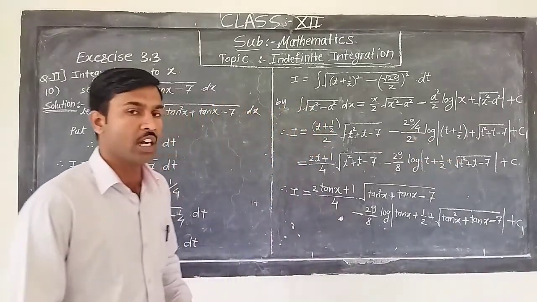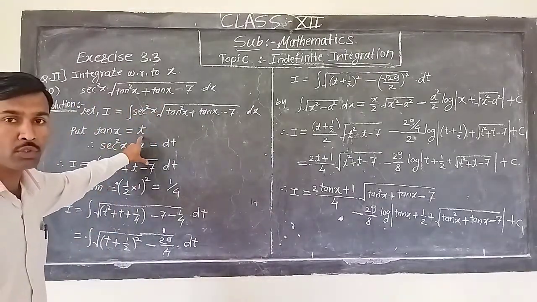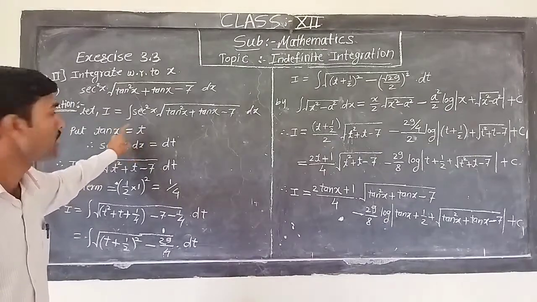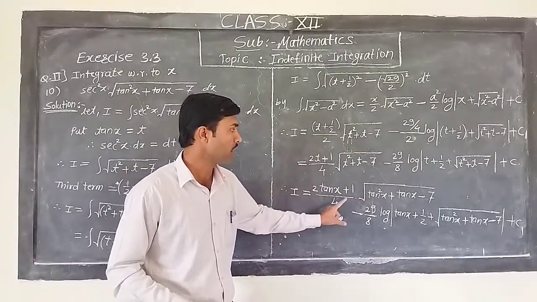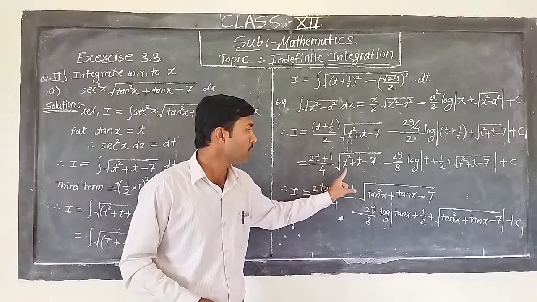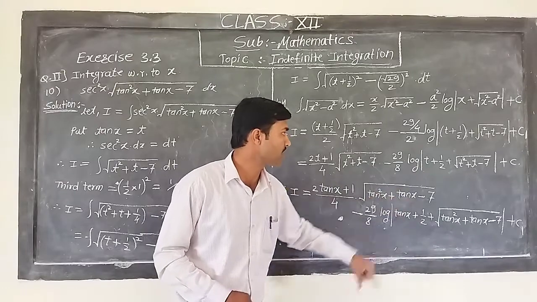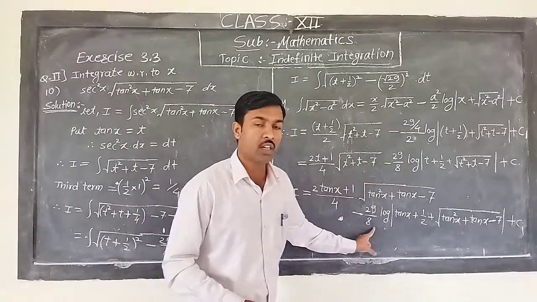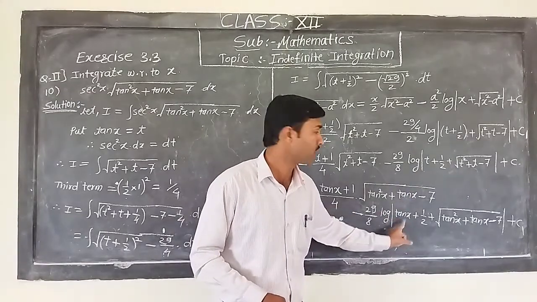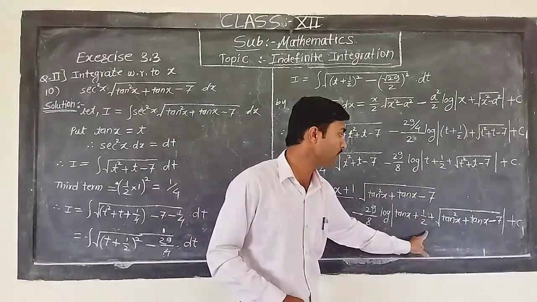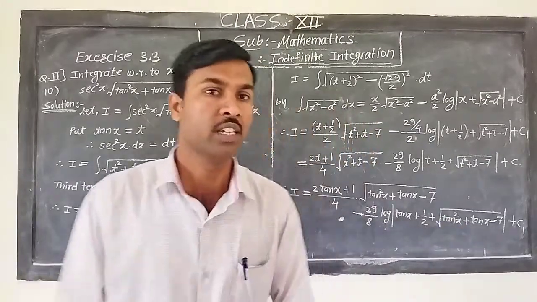Now, after reapplying our substitution, which was our substitution? It was tan x is equal to t. So we have to replace t by tan x, so that we get 2 tan x plus 1 upon 4 into under root of tan square x plus tan x minus 7, minus 29 upon 8 into log of mod of tan x plus 1 upon 2 plus under root of tan square x plus tan x minus 7, plus c. Here is the solution.